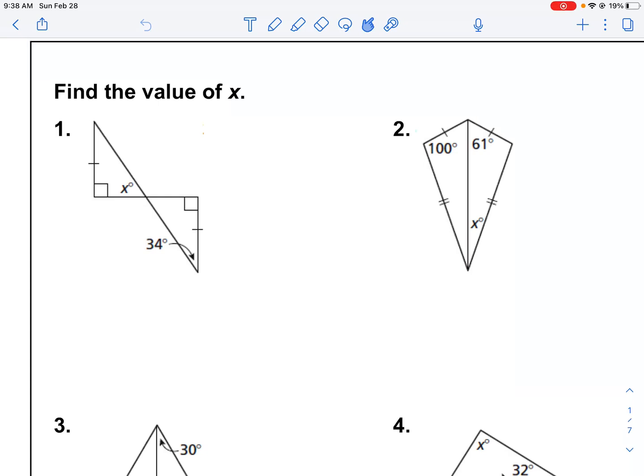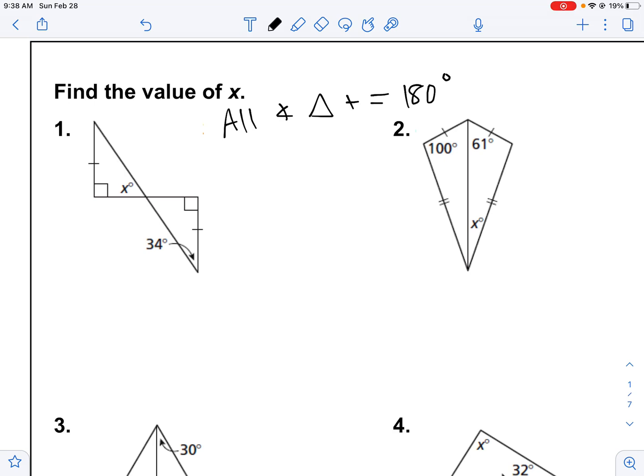Hi everyone, this is section 8.2 geometry, and we're going to learn how to prove two triangles are similar using angle-angle similarity. Now, the main thing we have to remember from previous units is that all the angles in a triangle add to equal 180 degrees. We're going to use that a lot.